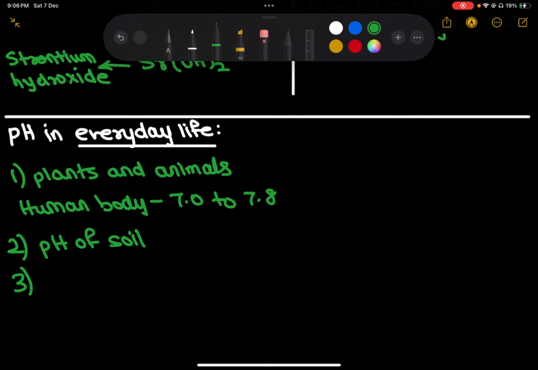Okay, the third one we will go to is about your digestive system. Now this is very interesting. We know that in our digestive tract, in our stomach, hydrochloric acid is produced. Hydrochloric acid, as we have seen, is a very corrosive acid. So then how does it not corrode the inside of our stomach? That is because of the mucus layer present inside of our stomach.